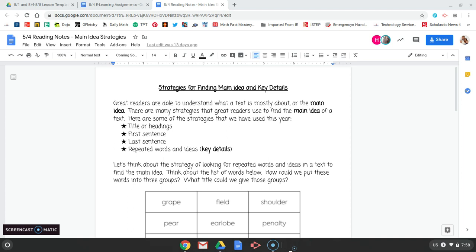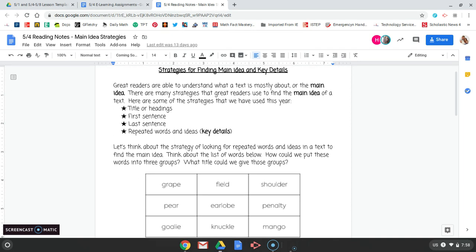So make sure that you have your document pulled up. There's a link in our assignments. And when you pull up that link, it should look like this. So you'll see at the top, it says strategies for finding main idea and key details. So I'm going to go ahead and read this top section, and you should be following along with me.